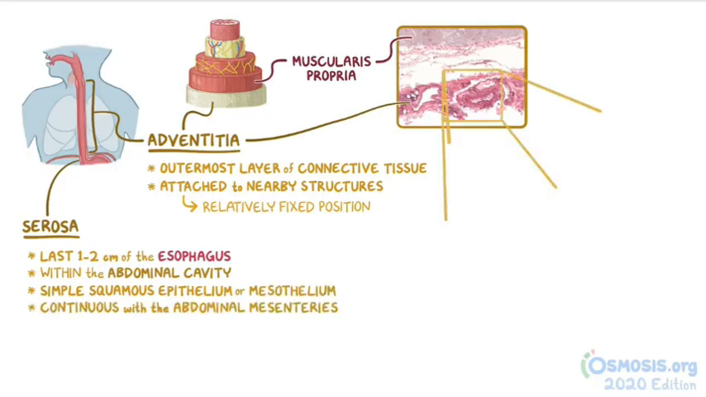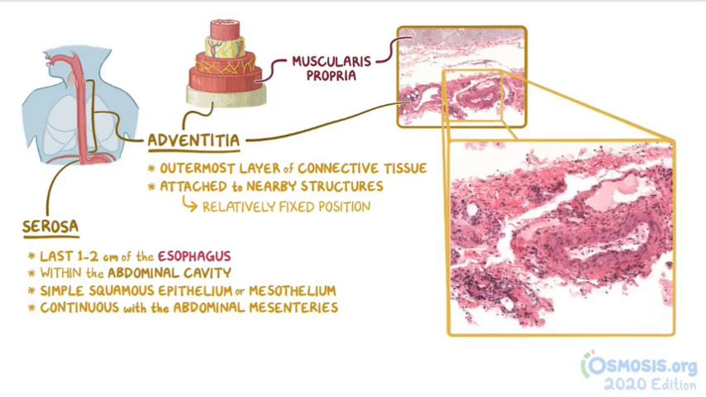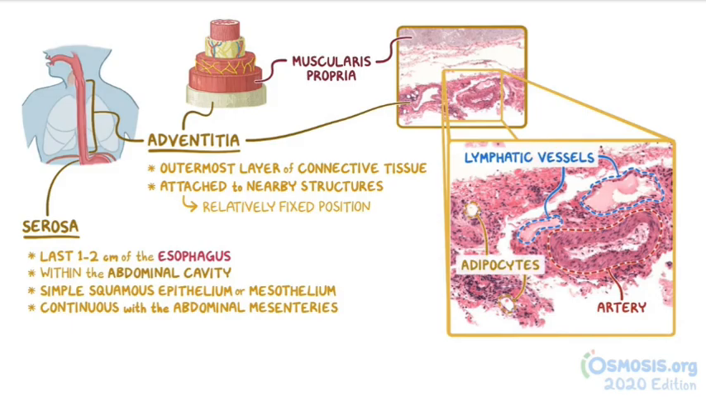If we increase the magnification, we can see some of the additional structures within the connective tissue, such as a large artery, lymphatic vessels, and adipocytes. These structures would be found in both the adventitia as well as the serosa.